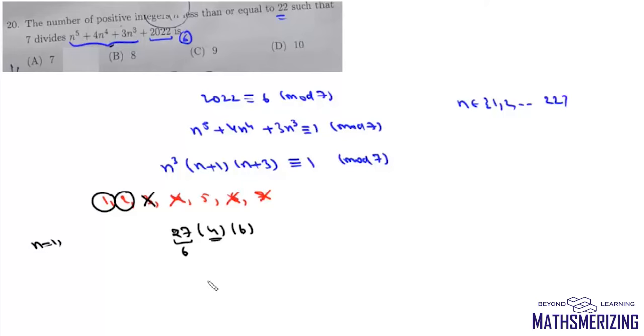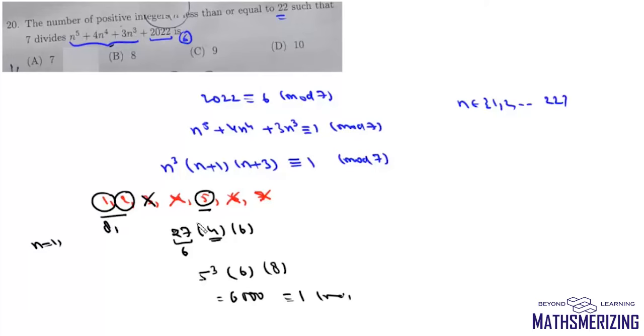And what about 5? 5 is 5 cube into 6, and this is 8. Now this is simply 6000, which again is 1 modulo 7. So out of these 7, we have only 3 possible candidates, which are 1, 2 and 5.